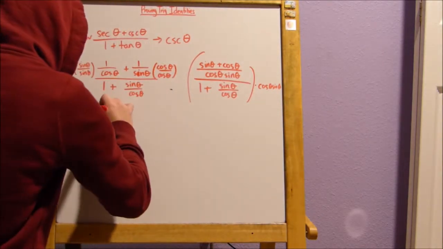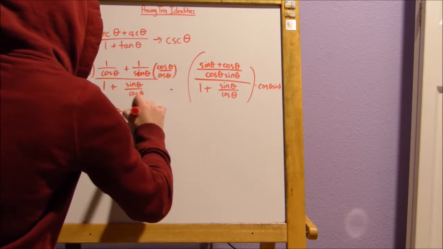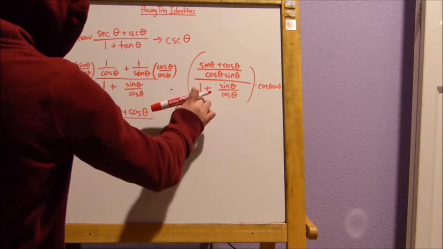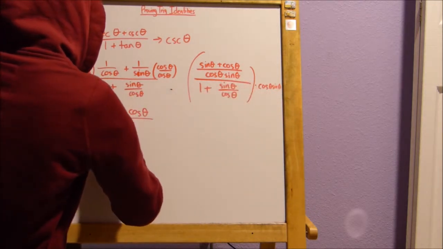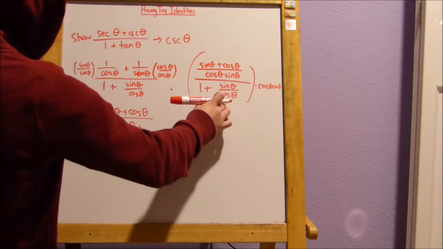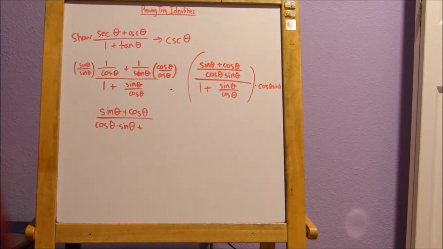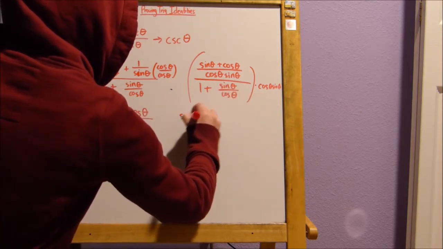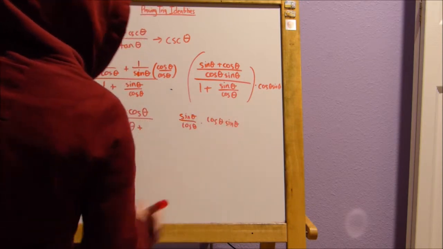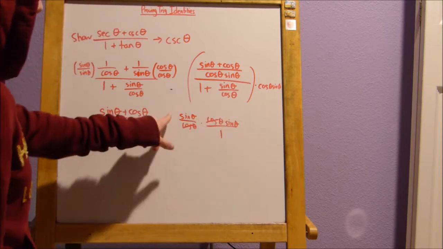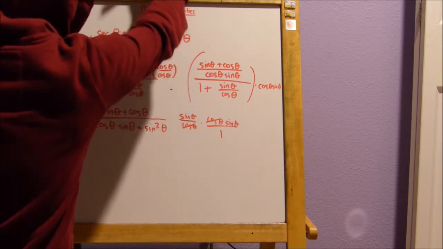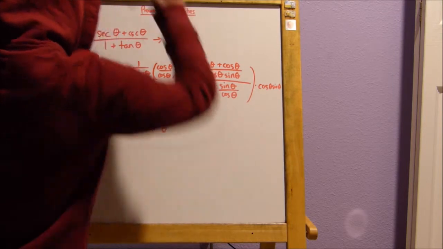So the top numerator is going to be sine theta plus cosine theta over, and then the bottom. Okay, so the bottom. Here we have 1. 1 times cosine theta, sine theta is just going to be cosine theta times sine theta. And then this here, sine theta over cosine theta, when we multiply it out, these two cosines are going to cancel out, so we're going to end up getting sine squared theta. So plus sine squared theta. Erase this. Kind of running out of room here.